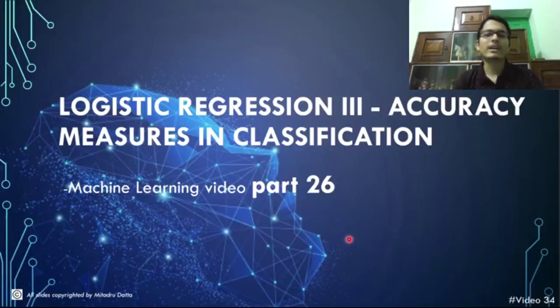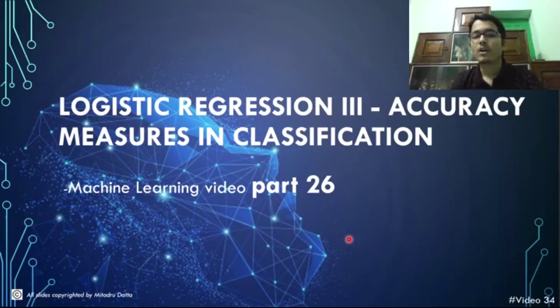So hello everyone, in this video we are going to talk about some accuracy measures in classification of a general classification problem, not only logistic regression. We will see whether measuring the raw accuracy in these classification problems is beneficial, or whether there are some other techniques. What are the drawbacks of measuring raw accuracy, and how are we actually going to say that our classification model is performing well or not?